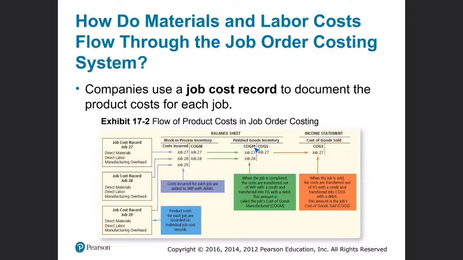Debit that account, and we're going to credit our cost of goods sold to move this out of our finished goods inventory account and into our cost of goods sold account on the income statement. And then when the job is sold, we're going to debit our cost of goods sold account, and these costs are then transferred out of finished goods with a credit and transferred into cost of goods sold with a debit. So we transferred it out of finished goods with a credit and into cost of goods sold with a debit.